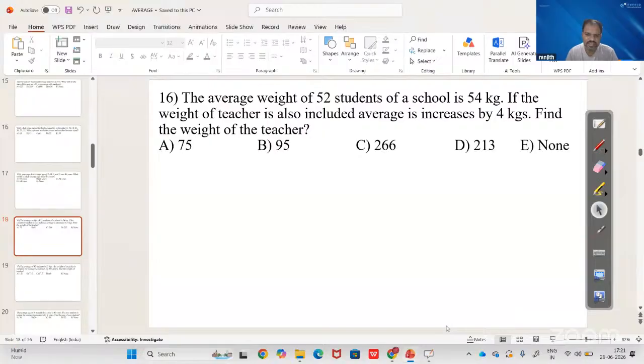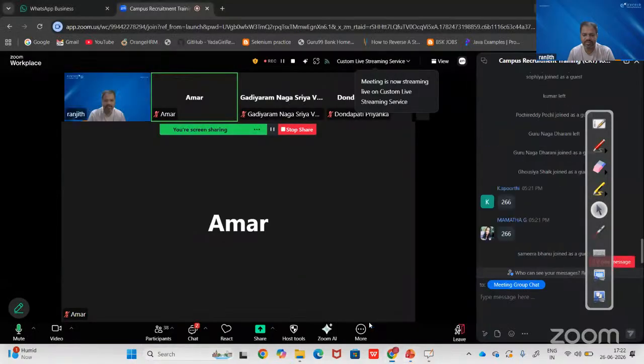So what is the answer, anyone? The average weight of 52 students of a school is 54 kgs. If the weight of the teacher is also included, then the average will be increased by 4 kgs. Then find the weight of the teacher. What is the weight of the teacher? 266. Done.